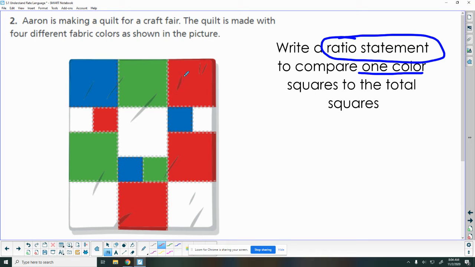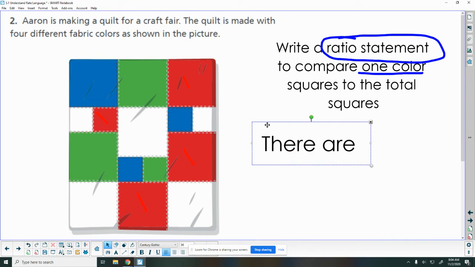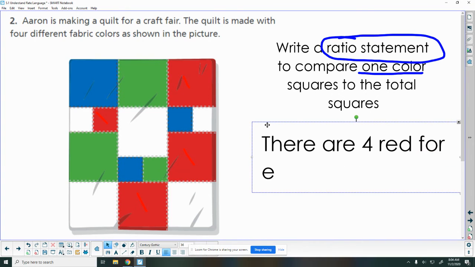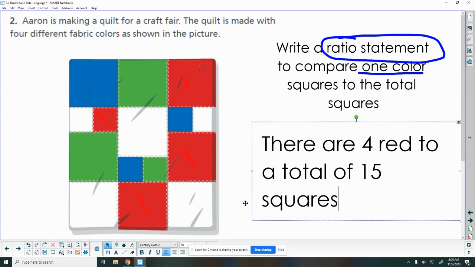So I'm going to try red here. I know I have 1, 2, 3, 4 red. So I could say there are 4 red to a total of, let's see, now I need my total: 1, 2, 3, 4, 5, 6, 7, 8, 9, 10, 11, 12, 13, 14, 15 to a total of 15 squares. And I could do that same thing for the green. There are 1, 2, 3 green squares to a total of 15.